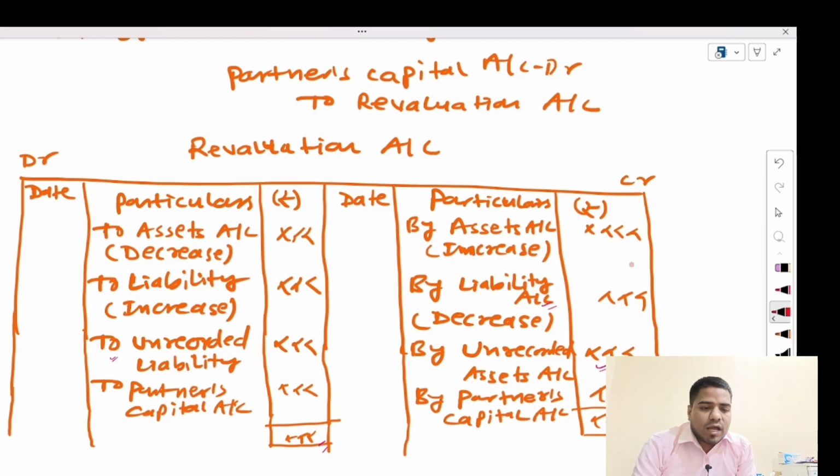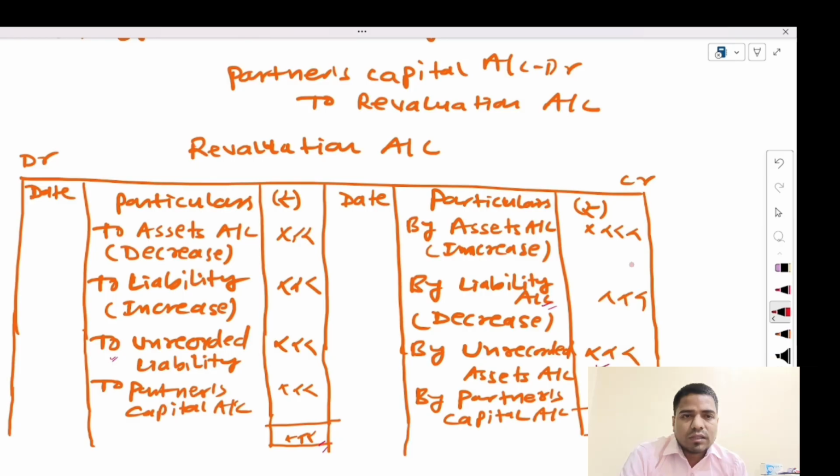And later on we have to balance this one. We have to make a balancing figure. If the credit balance is more, then the debit side will be the balancing figure and this amount will be credited to the partners' capital account. If the debit side is more, then on the credit side we will make the balancing figure and this amount will be debited to the partners' capital account. This is all about the revaluation of assets and reassessment of liabilities.